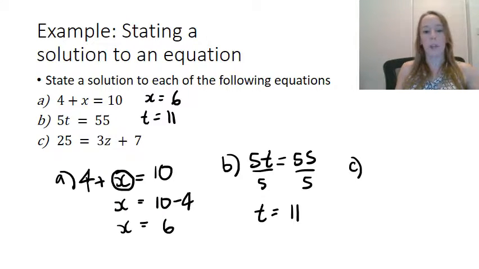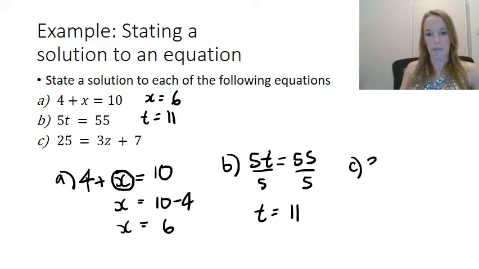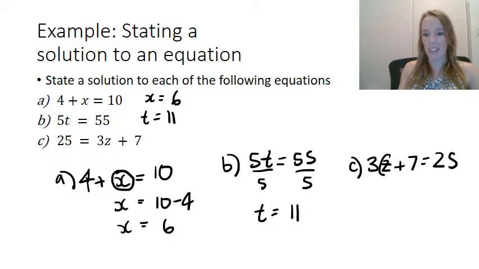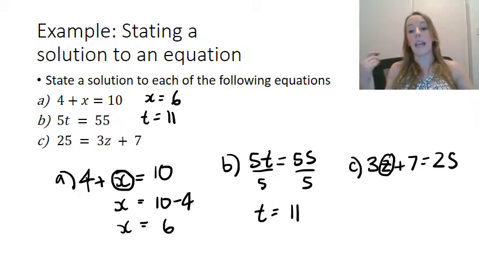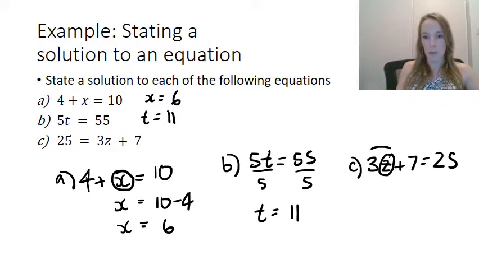For our last one, I'm just going to rewrite it because I'd like to. So 3z plus 7 equals 25. We have to find out what z is. z has obviously been multiplied by 3 and then we'd have 7 added to it. So to get to z, we're going to take 7 from both sides first.